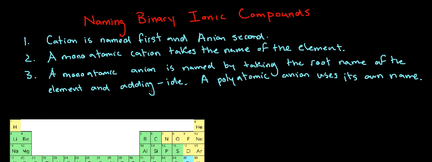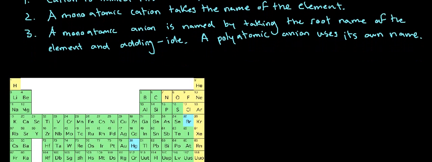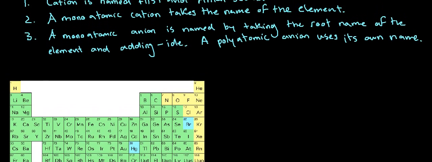And a polyatomic anion is an anion made up of more than one element. A monoatomic anion is just made up of one element. A polyatomic anion uses its own name. And same with the cations, they use their own name as well. I forgot to mention that. But these are best illustrated with examples.